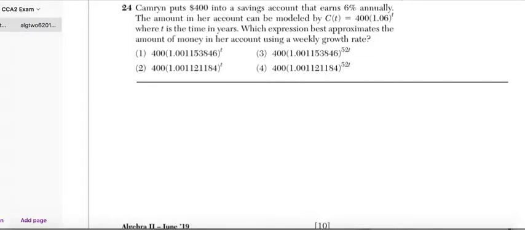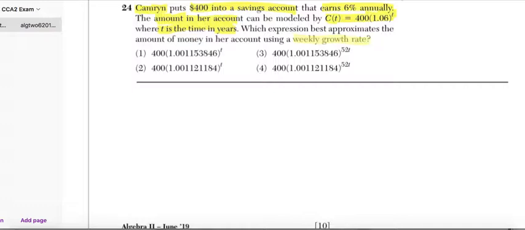Okay, so number 24, the last one in the multiple choice section. Cameron puts $400 into a savings account that earns 6% annually. That means 6% per year. Annual means once a year. The amount in her account can be modeled by C of t. They use C for Cameron. So C of t is the amount, equals 400 times 1.06 to the t power, where t is the time in years. Which expression best approximates the amount of money in her account using a weekly growth rate?